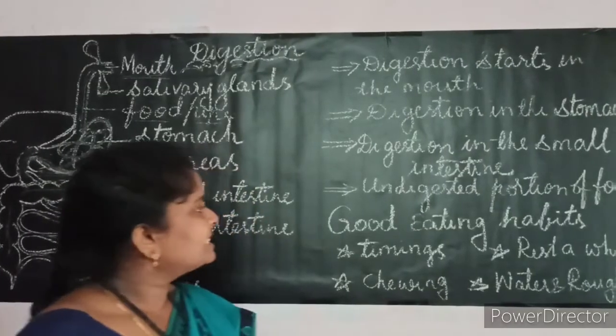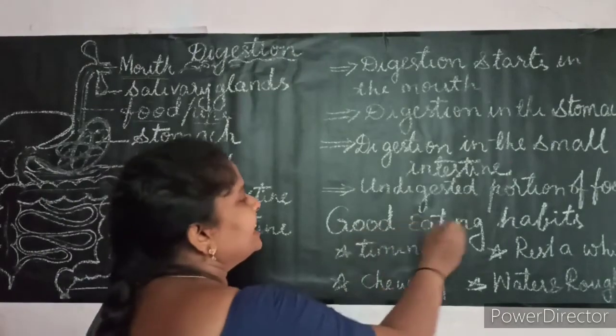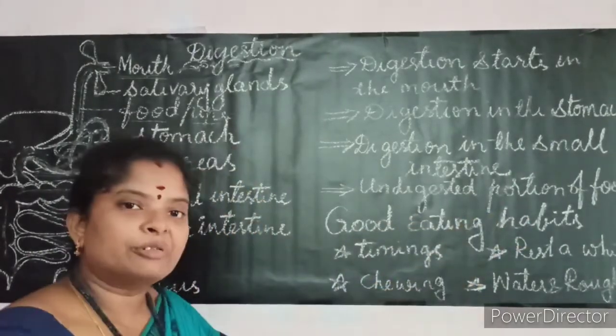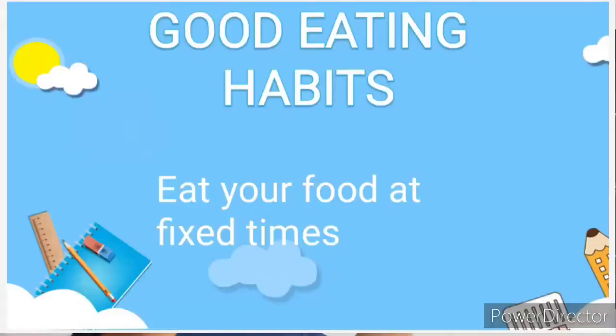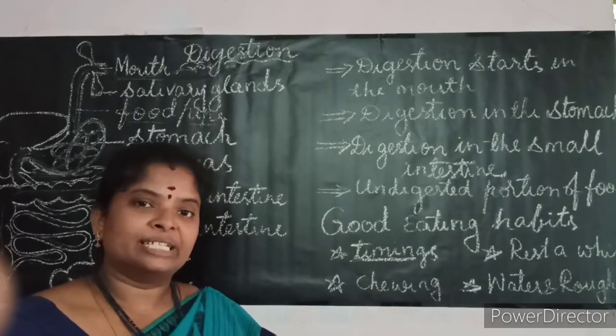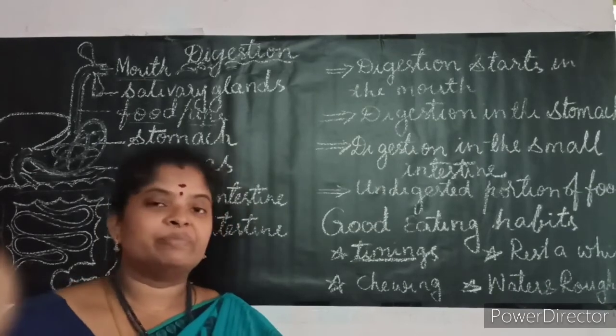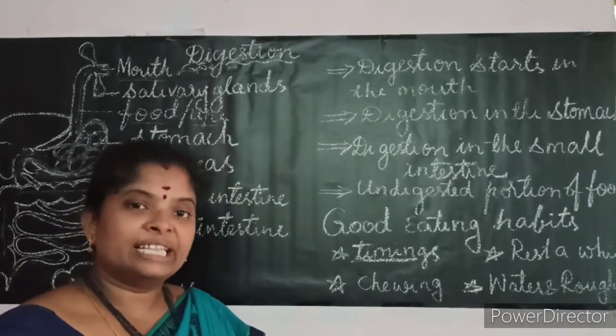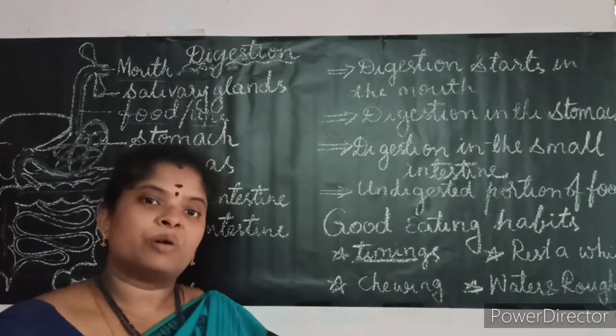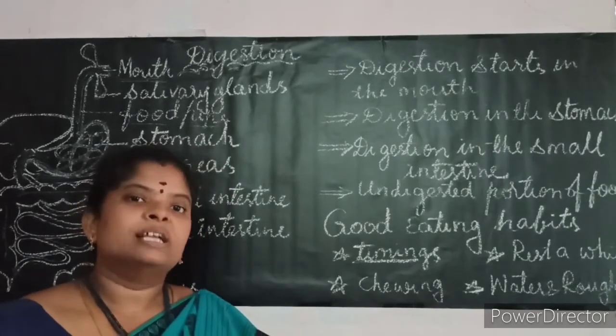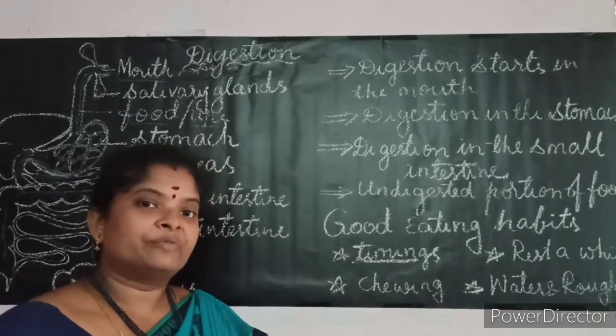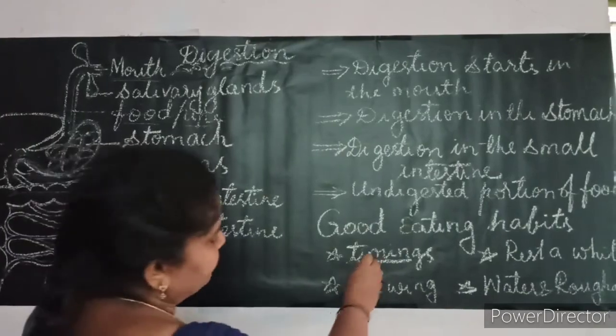Now let us see good eating habits. We have to follow the timings. We should take our meals at fixed timings. Then what will happen if we do not eat at fixed timings? The digestive juices will be produced and they may damage the small intestine and stomach. So we have to take the food at fixed timings.